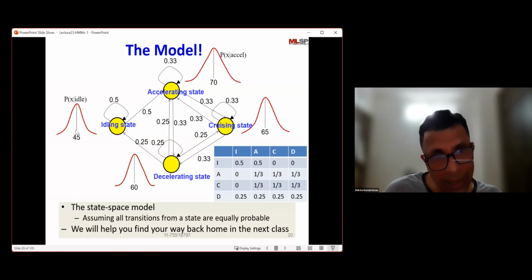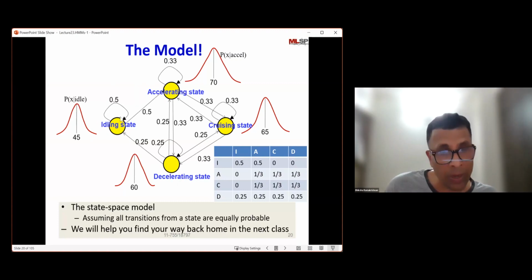So here's my process again. There are 4 different distributions, one corresponding to the sounds it would make from each of the states. There's the underlying Markov chain. I'm assuming all transitions are equally likely. So if you're idling, with a probability of 0.5 you continue idling. With a probability of 0.5, you begin accelerating. If you're accelerating, with 1/3 probability you go to one of these 3 states, and so on.